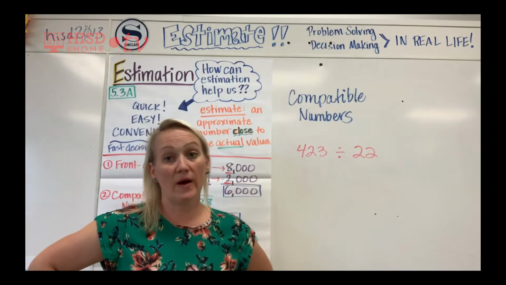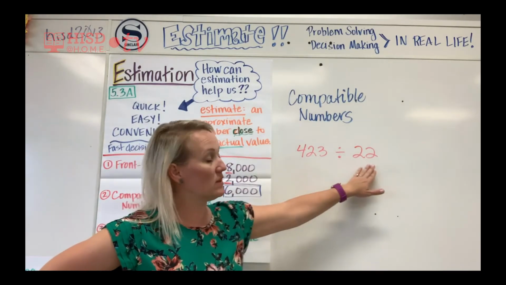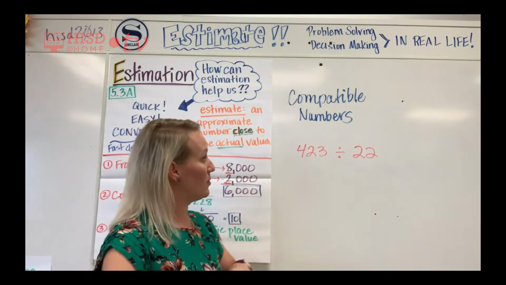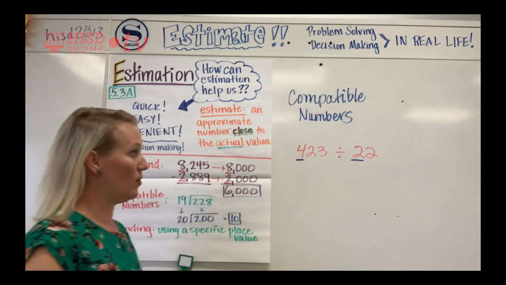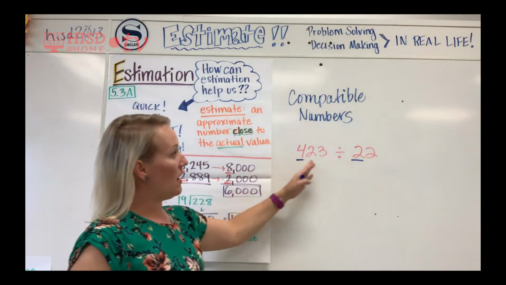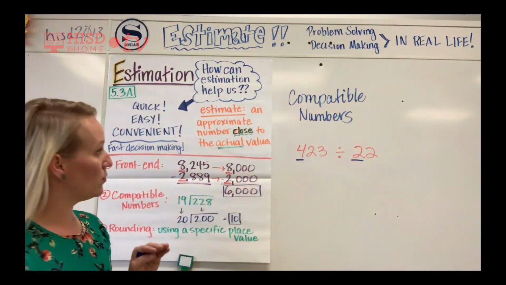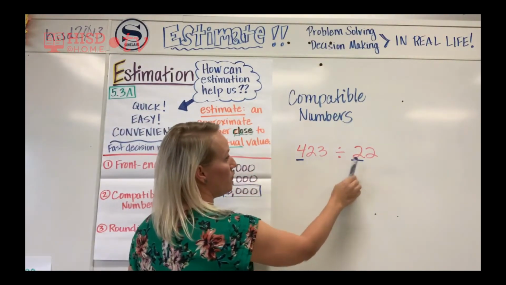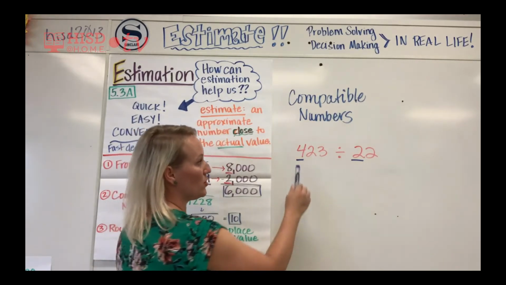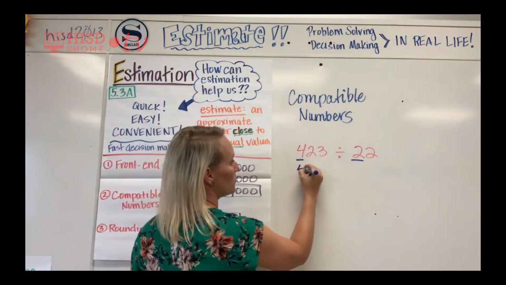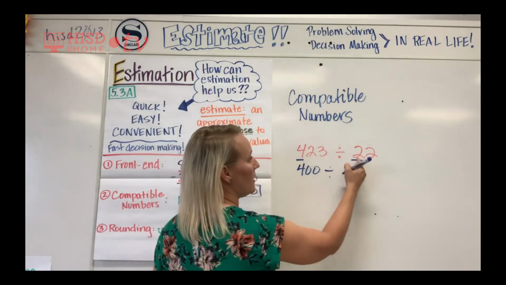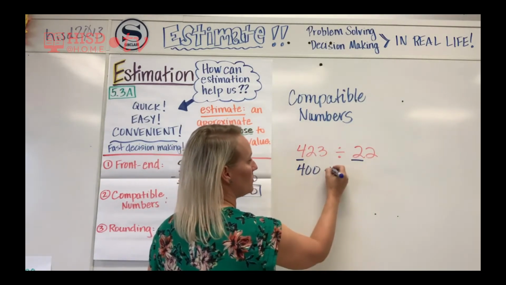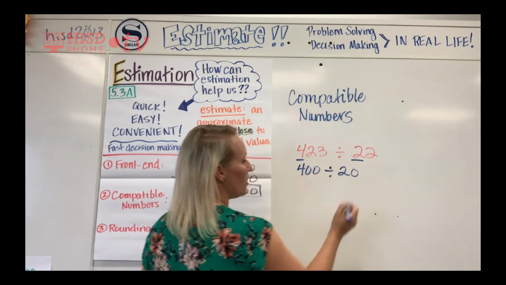So using compatible numbers, I'm going to take a look at the relationship between these numbers. So I have a 4 and a 2, which are compatible, and I know that I could divide those. So I could say that a 4 and a 2 are similar. So I could estimate 423 to be 400 instead of 423, divided by a compatible number with 4 that I'm dividing by, which would be 20.